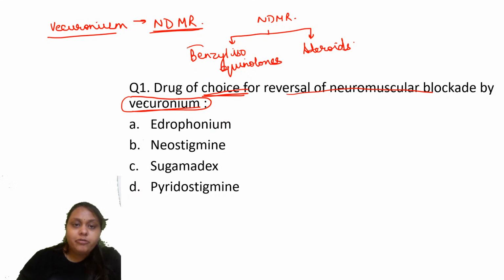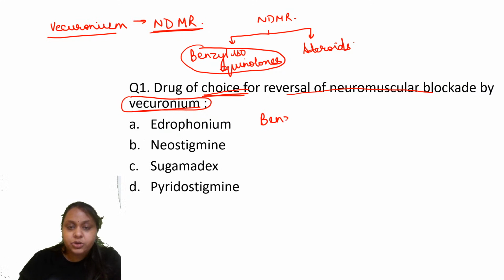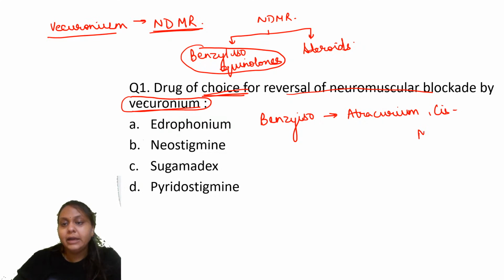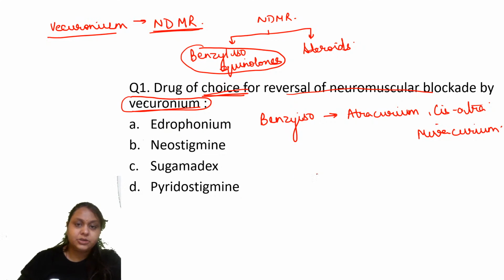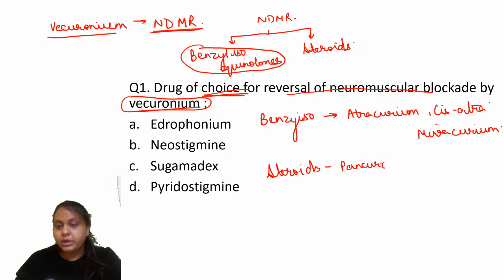The examples of benzylisoquinolones are atracurium, cisatracurium and mivacurium. These are the benzylisoquinolones. The steroid group of drugs are pancuronium, vecuronium, rocuronium and others.